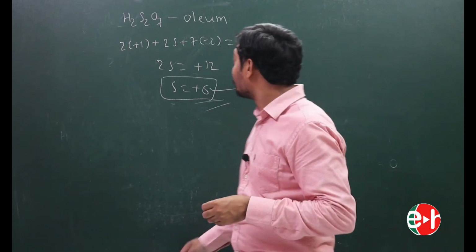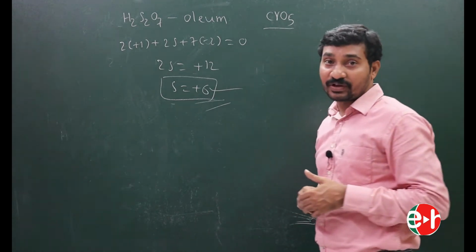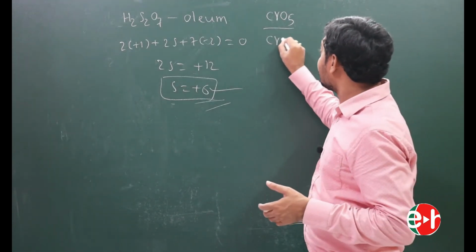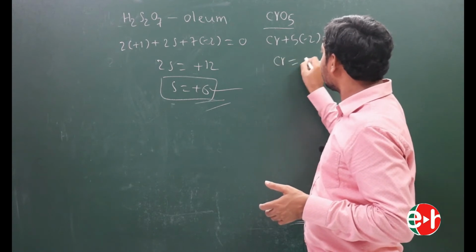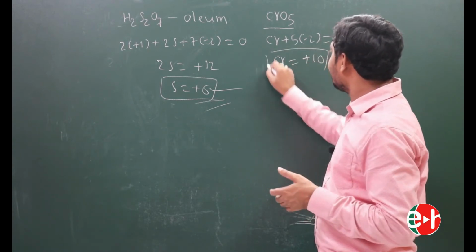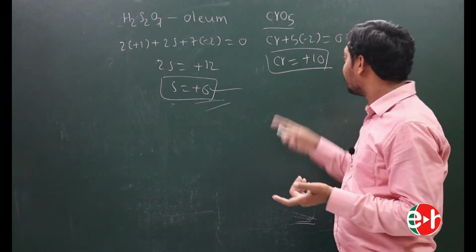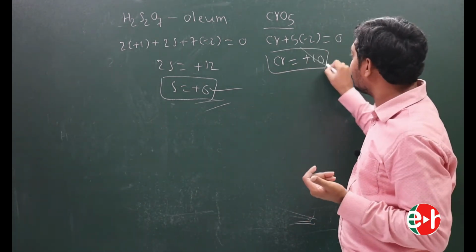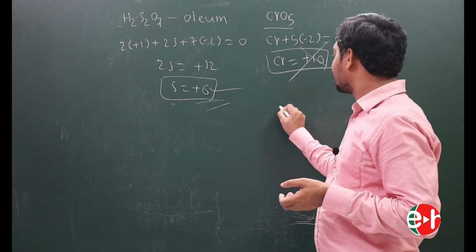Okay, let us discuss one more example, CrO5. General calculation: Cr plus 5 into -2 is equal to 0. So Cr is +10, we are getting +10, but no one element can show more than a +8 oxidation state. Here we are getting +10, so +10 is not possible. How do we calculate? Based on structure. What is the structure of CrO5?